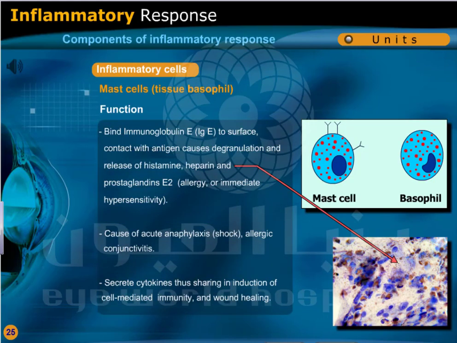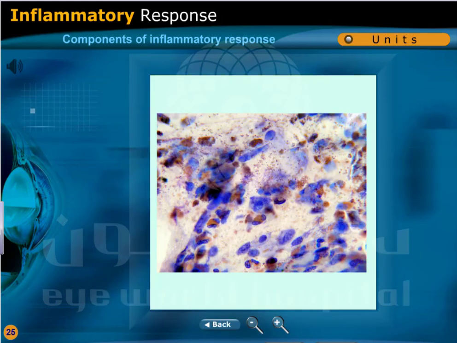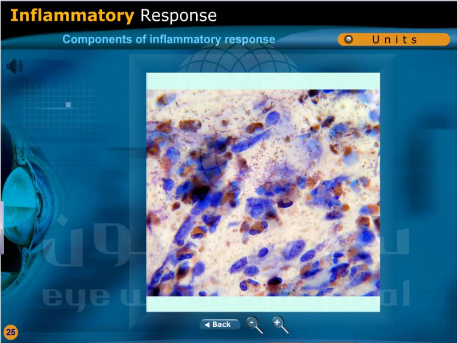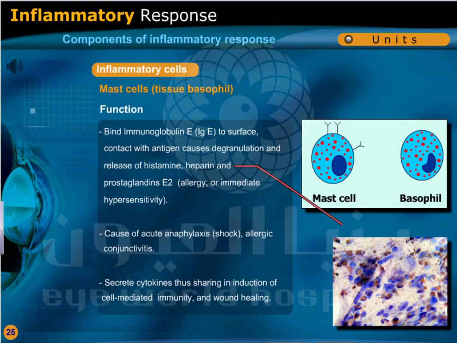Mast cells bind immunoglobulin E to their surface, whose contact with antigen causes degranulation and release of histamine, heparin, and prostaglandin E2, as in allergy or immediate hypersensitivity. They also cause acute anaphylaxis and allergic conjunctivitis. Mast cells secrete cytokines, thus sharing in induction of cell-mediated immunity and wound healing.